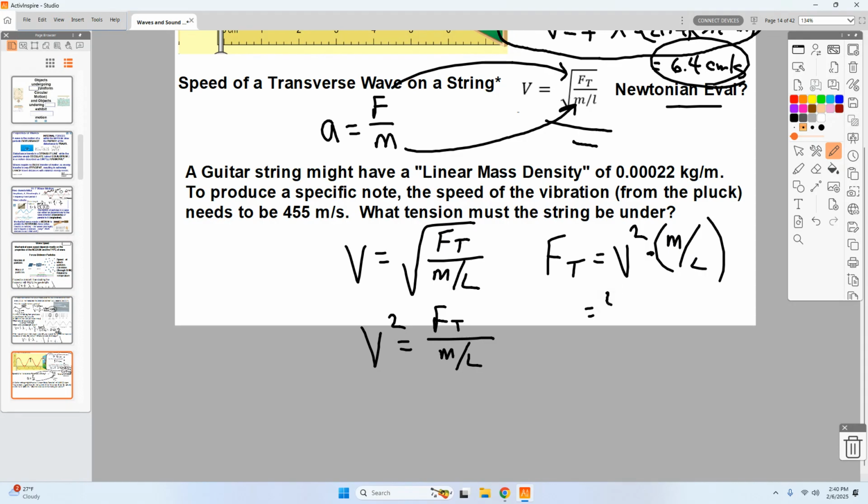So I take that and I square it, 455 meters per second, and I'm squaring that. Now I'm going to multiply it by this linear mass density. I'm giving you that mass density in the appropriate unit. The mass is measured in kilograms, the length is in meters. That's important for us to get the right units here. 0.00022 kilograms per 1 meter. My calculator gives me 45.5.